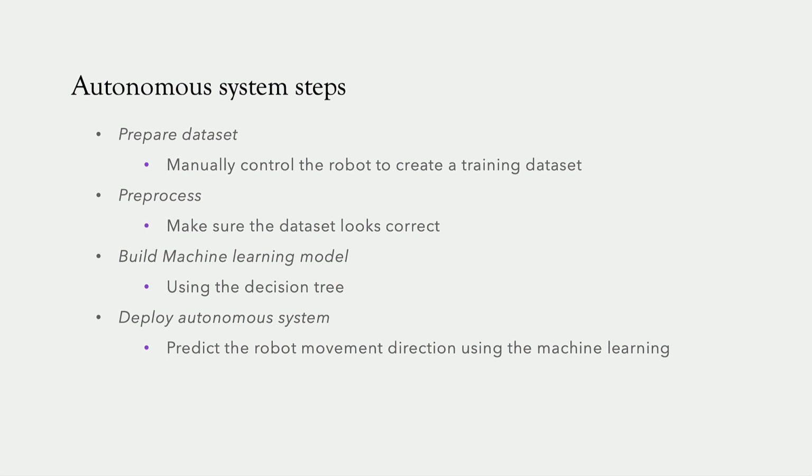To deploy an autonomous system, we need to follow a minimum of 4 steps. First, we have to create the dataset. Second, we have to pre-process our sample dataset. Third, we have to build a machine learning model from our training dataset. And finally, in the 4th step, we have to instruct our robot to use the machine learning model that we built in the previous step for navigation and path exploration.